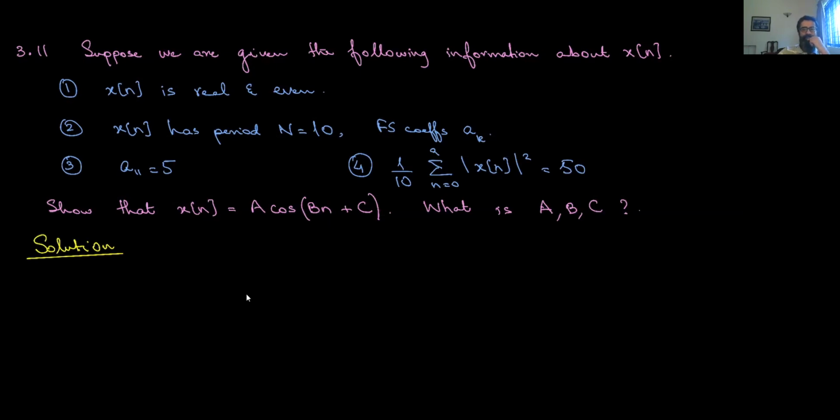So x of n is real and even. Okay. X of n has period n equals 10 and Fourier series coefficient a sub k is a11 equals 5 and this 1 upon 10 summation. So this is average power is 50.